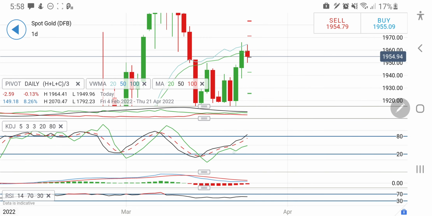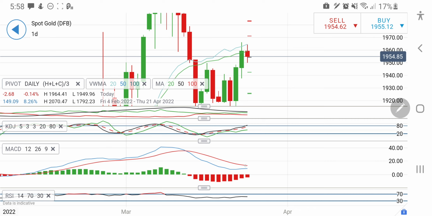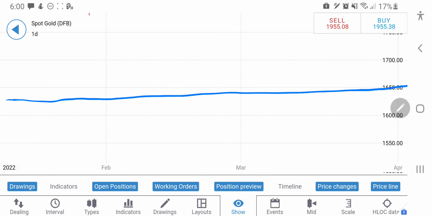Now see the stochastic on the daily charts, it is trying to enter into the overbought zone. MACD is trying to converge and crossover for a buy momentum, and RSI is neither showing any signs of overbought nor oversold zone. Now considering this, let me give you the trading levels for the day. See, first of all, it is trying to trade between a narrow zone, and let's have a look at the entry to go long.